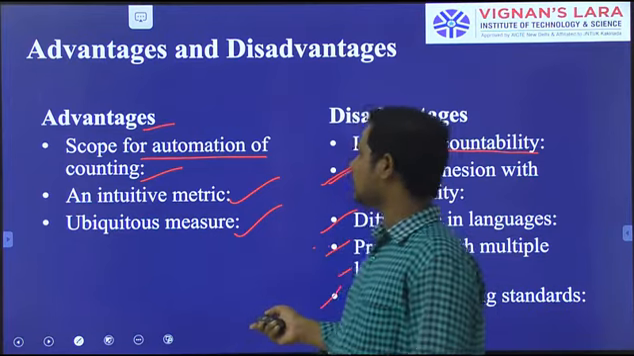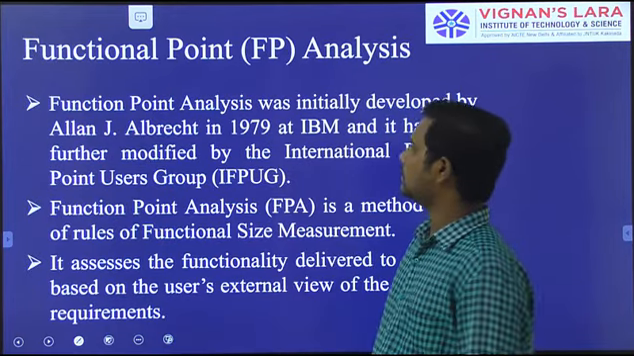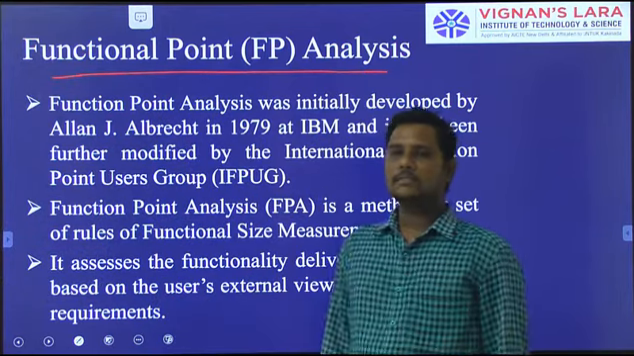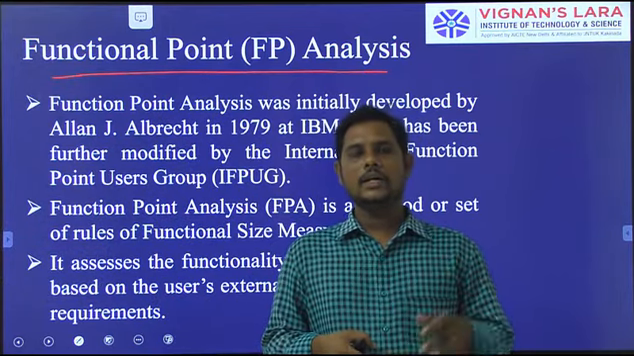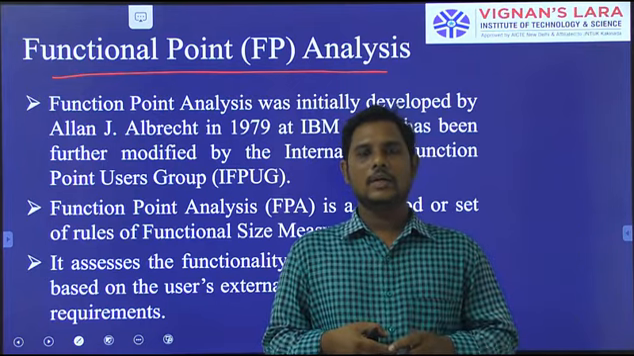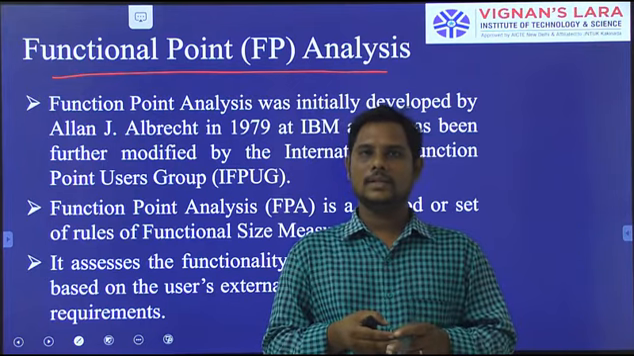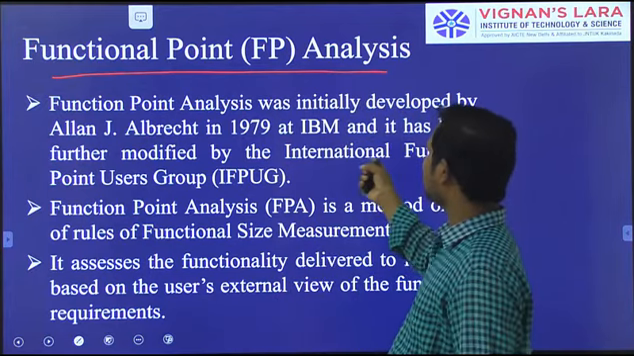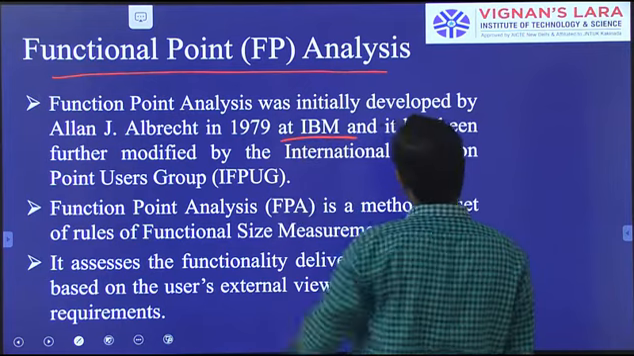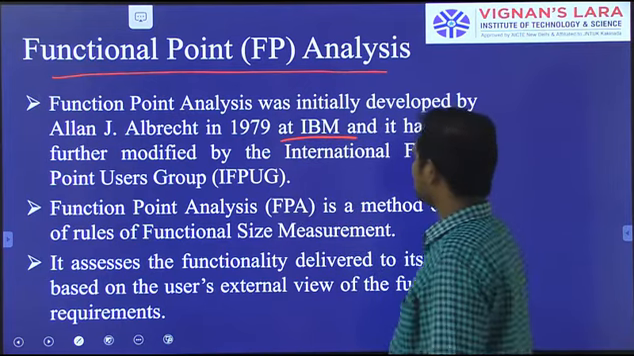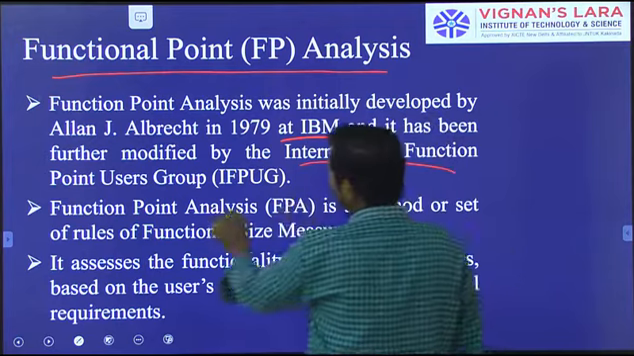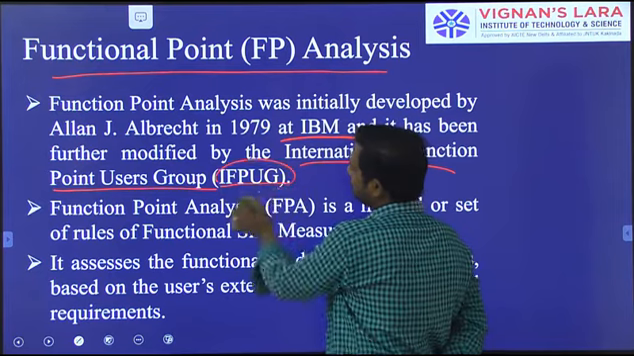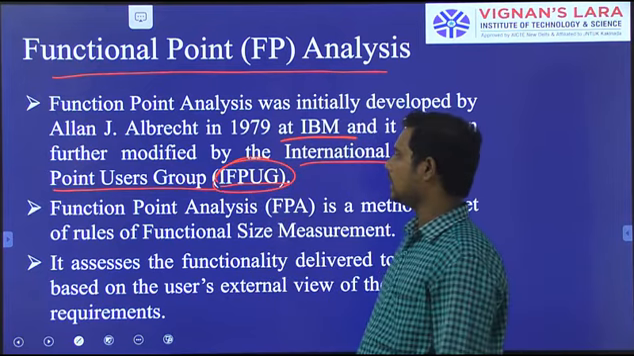Now the second technique is function point analysis, FP. The project contains multiple functions. Each function's cost we know, so the total cost we can estimate easily. Function point analysis was introduced in the 1970s at IBM, and it has been further modified by the International Function Point Users Group, IFPUG. They developed function point analysis.